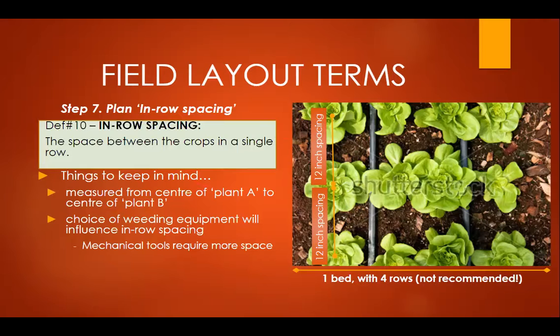Depending on how you are planning to weed your beds will determine how far apart you want to plant your plants. The Canadian Organic Grower Book has appendixes at the back with all sorts of charts that have recommended minimum planting distances for plants. They are very useful. We will be referring to those as the season goes on. But anytime we talk about in-row spacing, what you need to know is that's the middle of plant A to the middle of plant B.